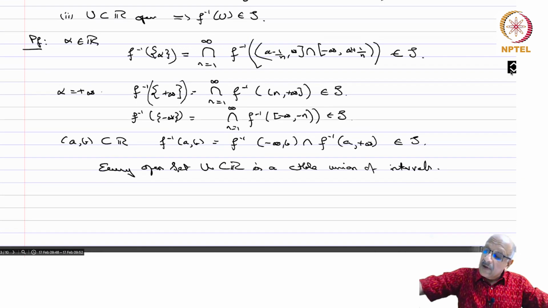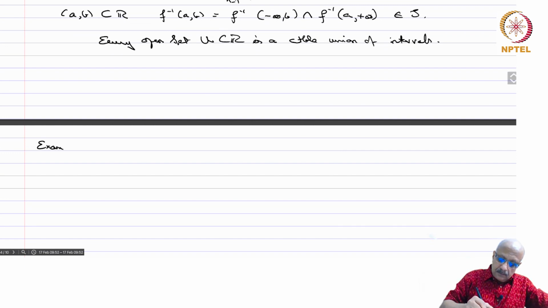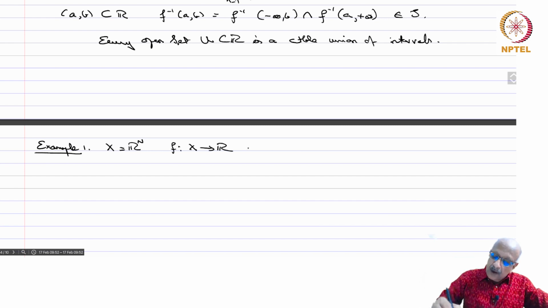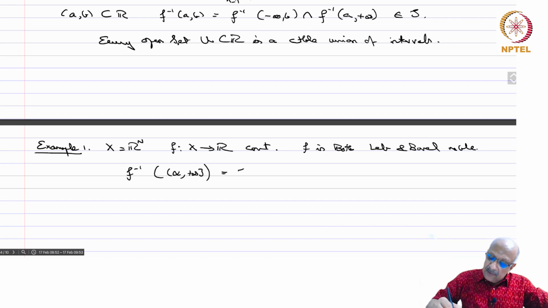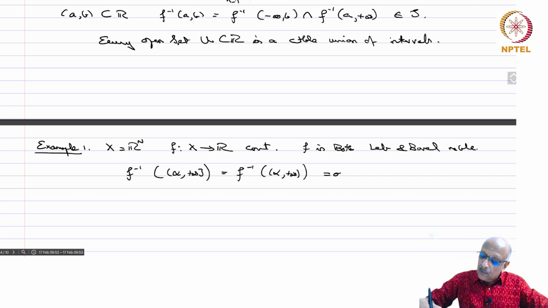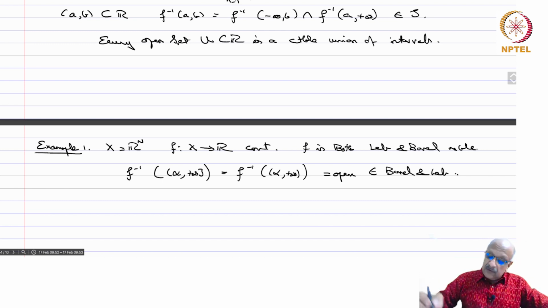Okay, so now we give some examples. So let us take X equals R^n, then f from X to R a continuous and real valued function. I am not taking extended real valued function. Then f is both Lebesgue and Borel measurable, because U is f inverse of (alpha, plus infinity). This is an open set. F is continuous, so this is open, and therefore it belongs to the Borel and Lebesgue sigma algebras. Okay, so this is a very easy example.